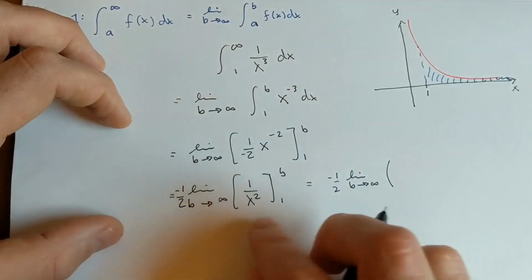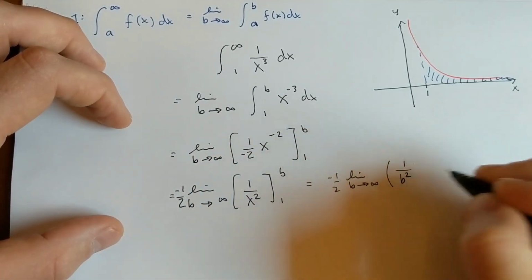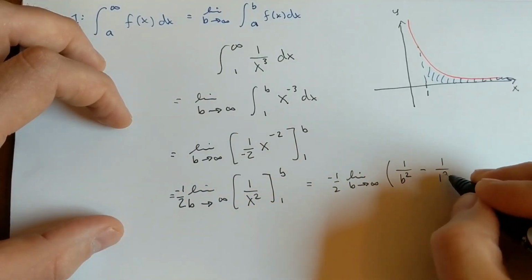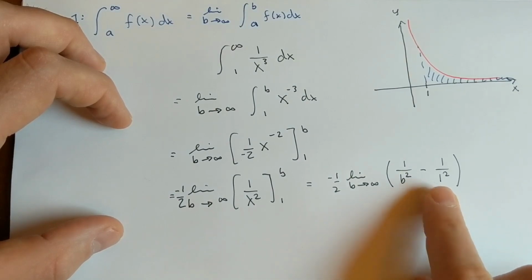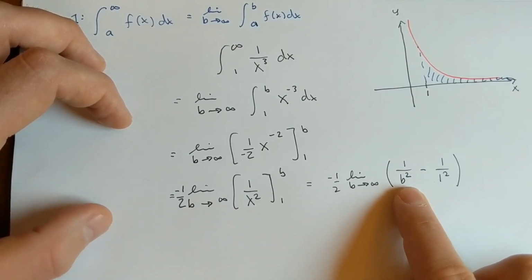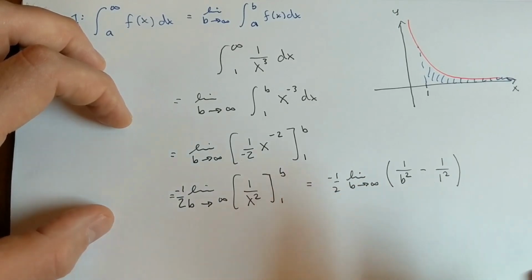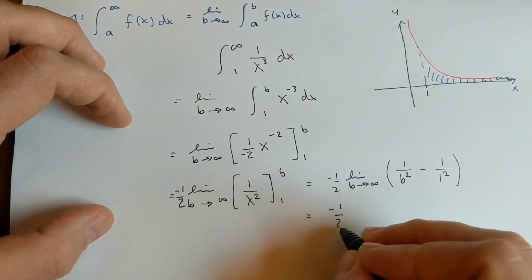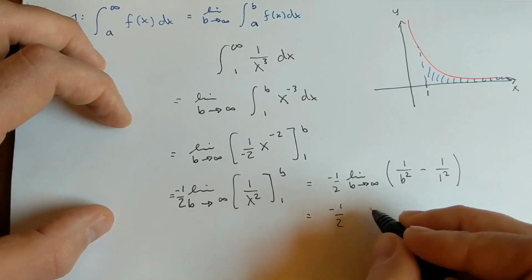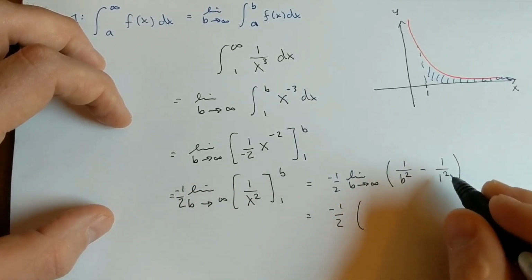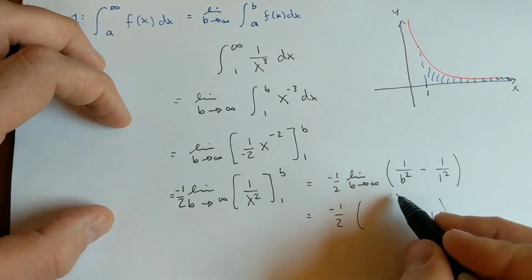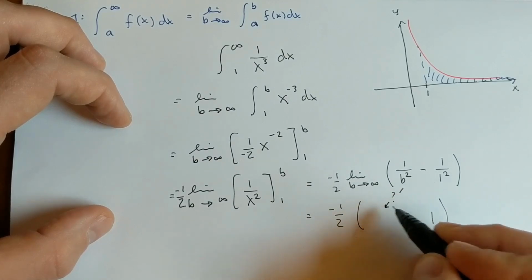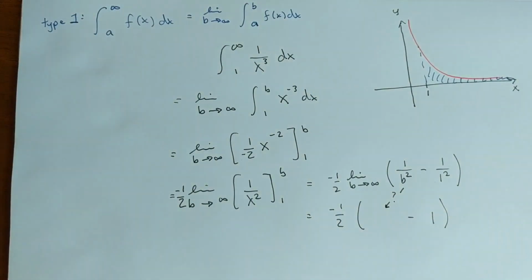So if I plug b in, I get 1 over b squared. And if I plug 1 in, I get 1 over 1 squared. Notice in this case, we're going to get an actual answer, a number. We're going to have the variable b still here, but we're going to take the limit as b goes to infinity. So then there's the question, what is the limit? We know what this is. It's minus 1. But what is the limit as b goes to infinity of 1 over b squared?